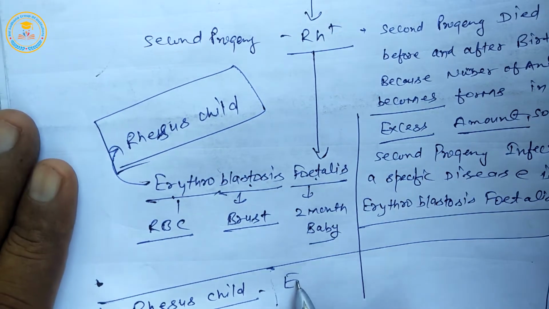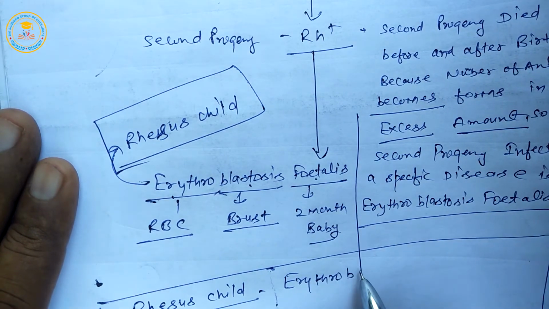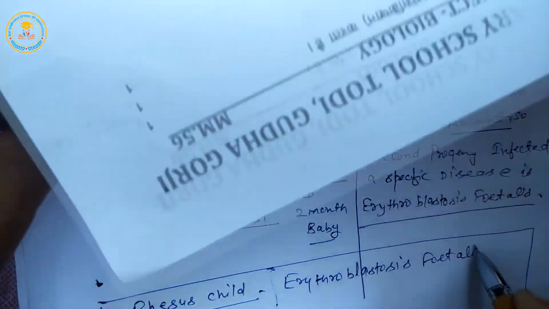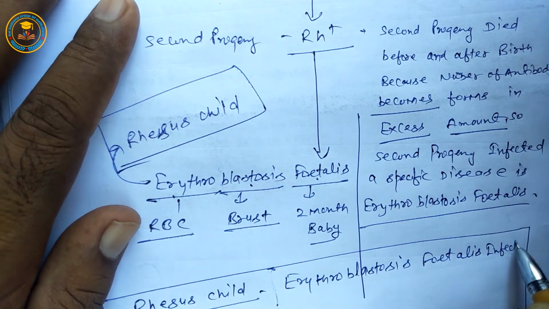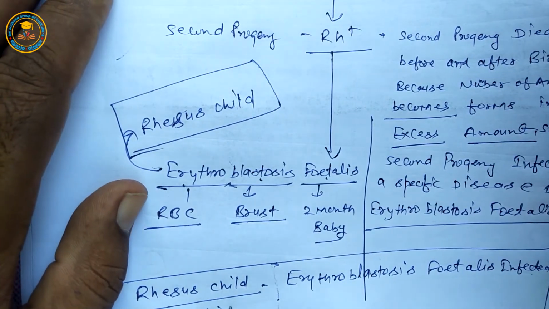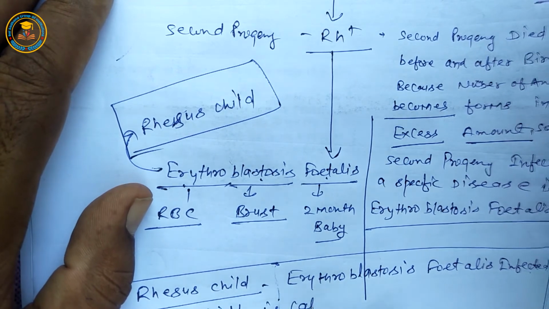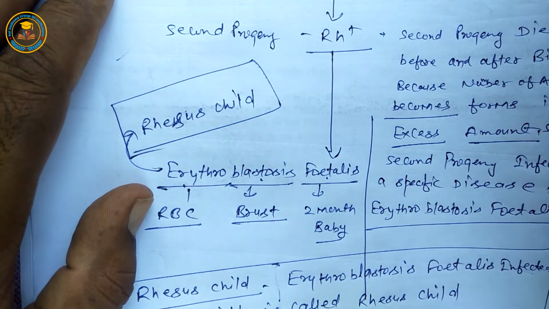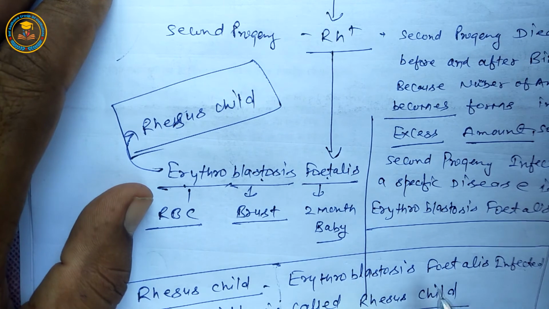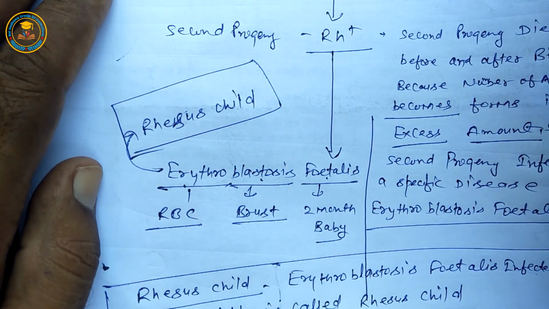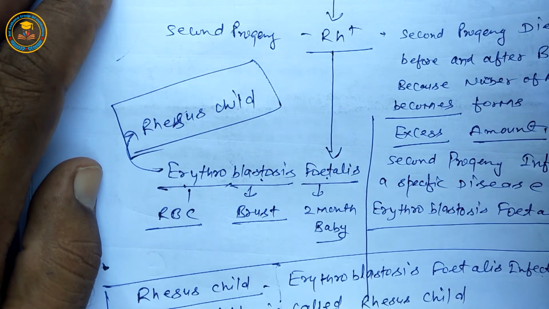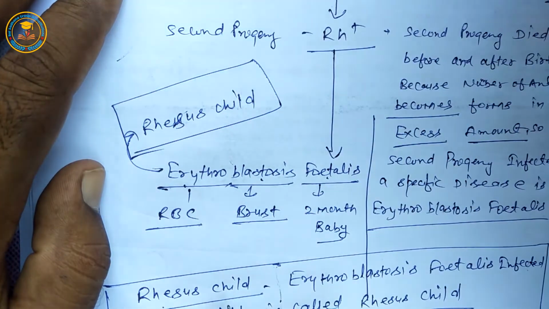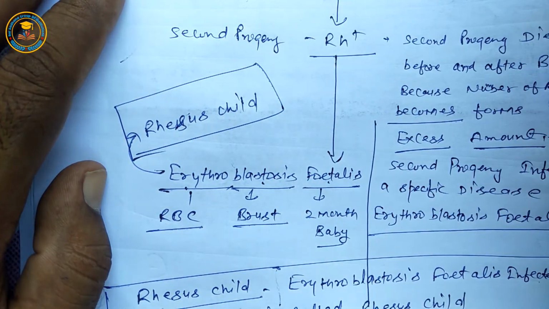Students, an erythroblastosis fetalis infected child is called a rhesus child because this child is infected or dies because of the Rh antigen discovered in the rhesus monkey. So this child is called a rhesus child.